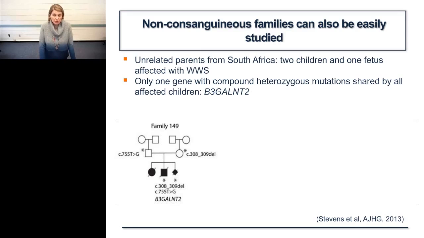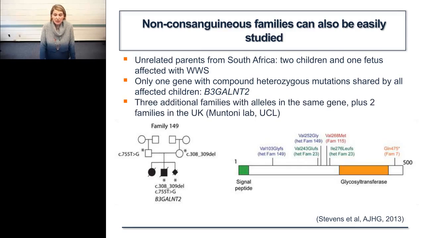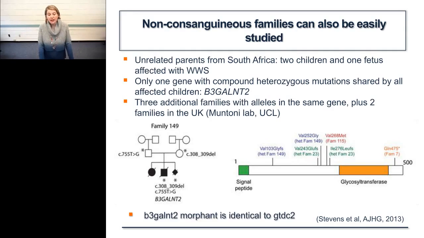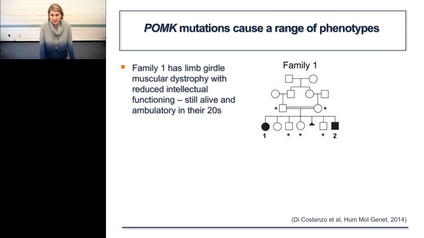And this gene was called B3GALNT2. If you are not a glycosylation expert, this name will not say anything to you. But if you are, you become really excited because it is a glycosyltransferase, which is also involved in dystroglycan glycosylation. At the same time, we collaborated with other groups, Francesco Muntoni, University College London, who identified additional families in the same gene, plus different families in the UK. And so we basically came up with a variety of mutations across this gene, causing the disorder. So that was very exciting, and the B3GALNT2 morphant fish was identical to the GTDC2, so the zebrafish again confirmed that this is the phenotype that you can see.